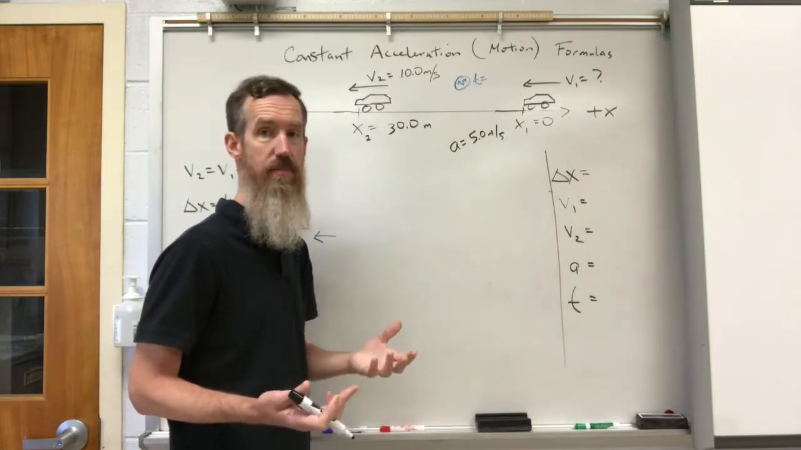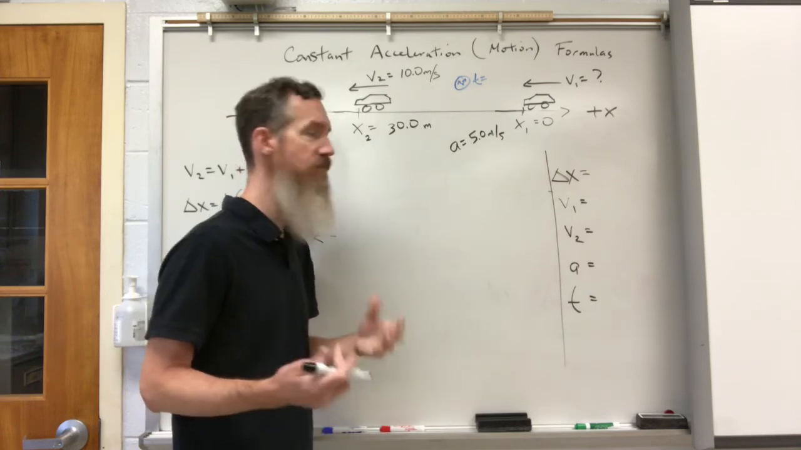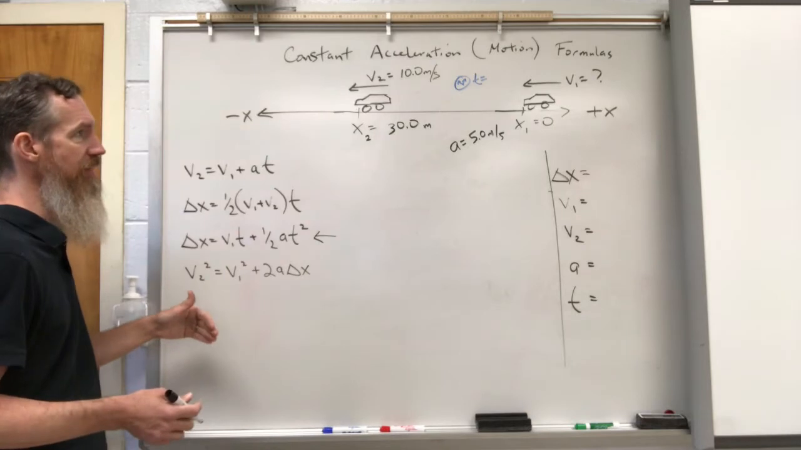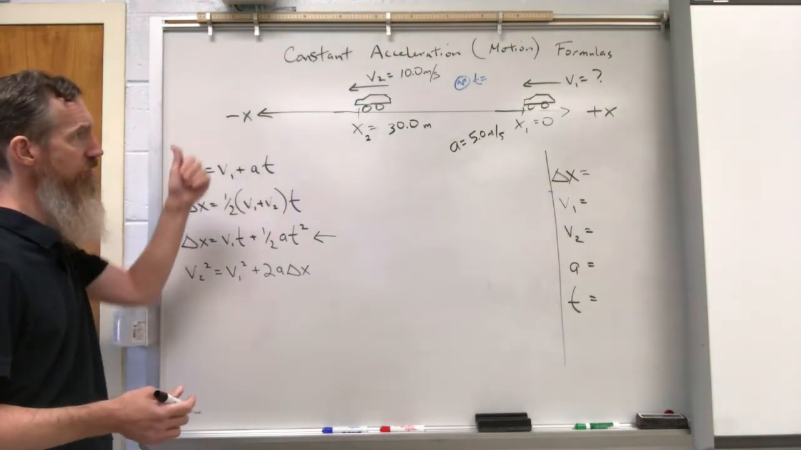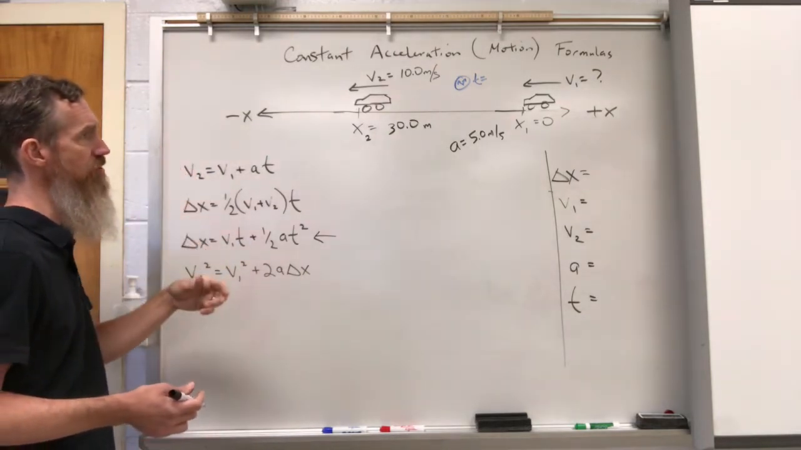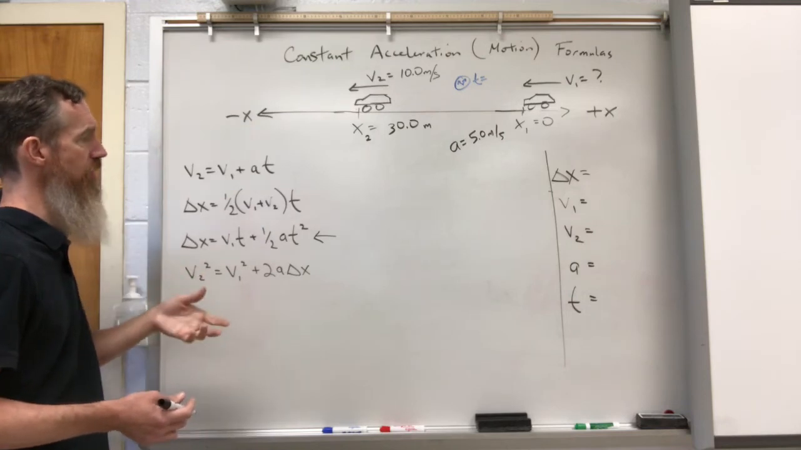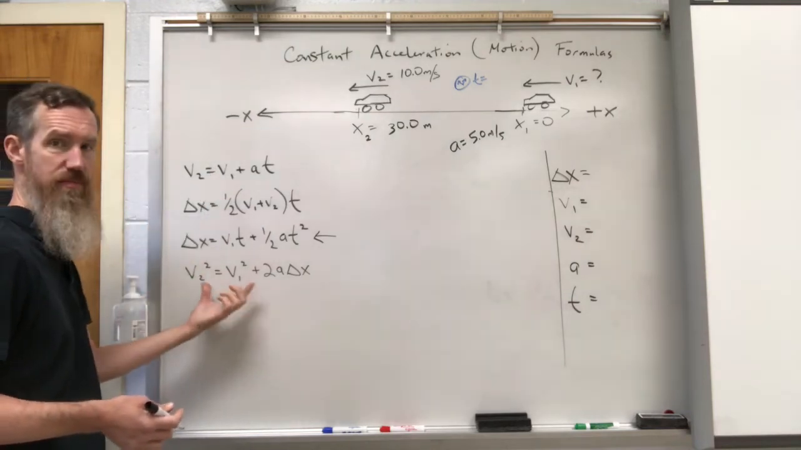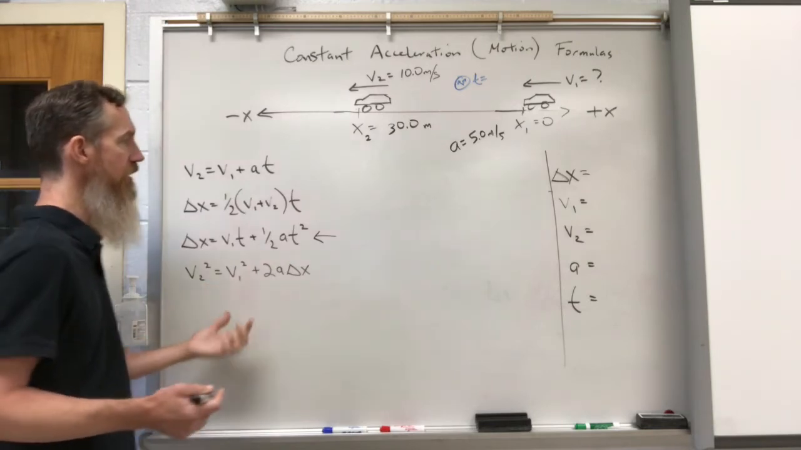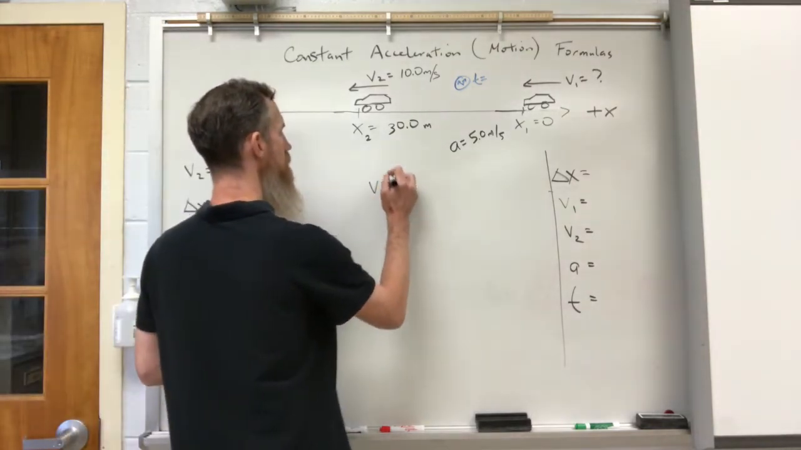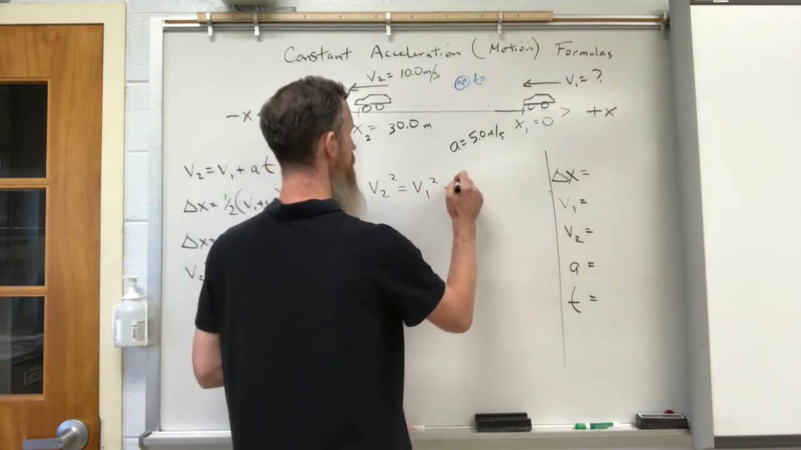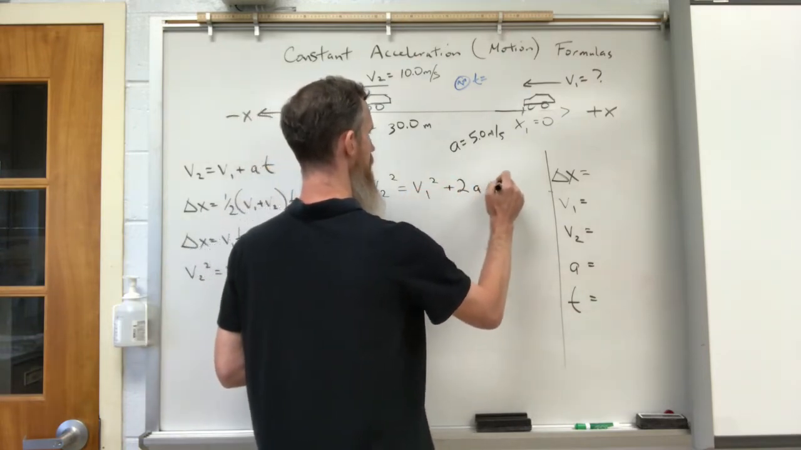So this is going to create some issues, because if you look at the formulas, we only have velocity final, we have delta x, we have acceleration, and we're looking for velocity 1. And the only formula that matches that is the bottom one here. So v2 squared equals v1 squared plus 2a delta x.